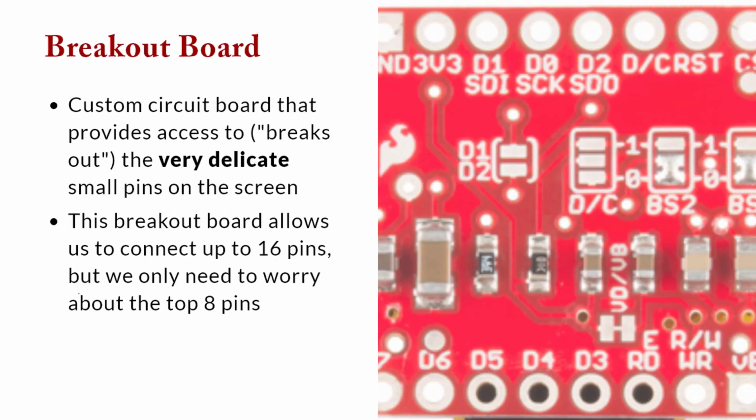The next part, the red part, is called the breakout board. Breakout board is basically a term for when we have a component, like an OLED screen, that's very tiny or very fragile. We're not able to connect that tiny, fragile component to a breadboard. So companies will often manufacture a breakout board, meaning it allows us to break out those tiny pins into larger metal pins that we're used to in our breadboards. That's what a breakout board does. It just allows us to connect it to a breadboard easily.